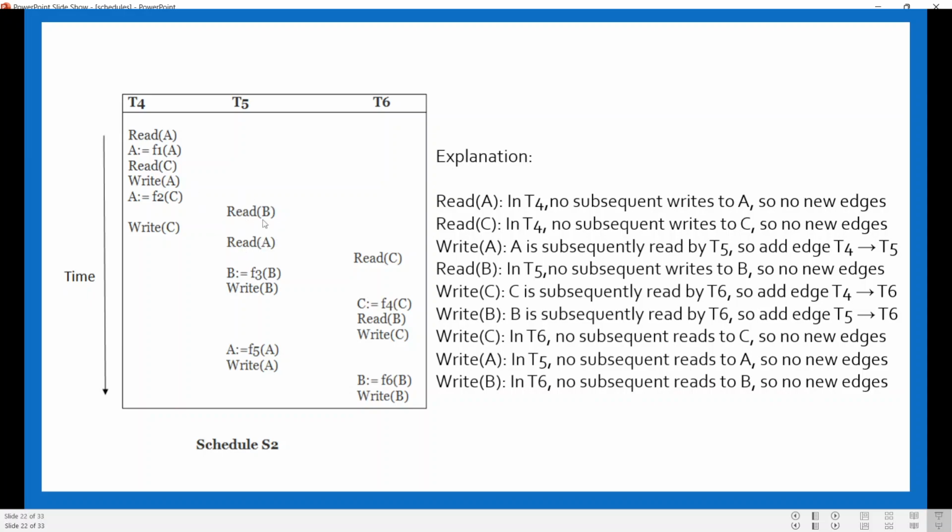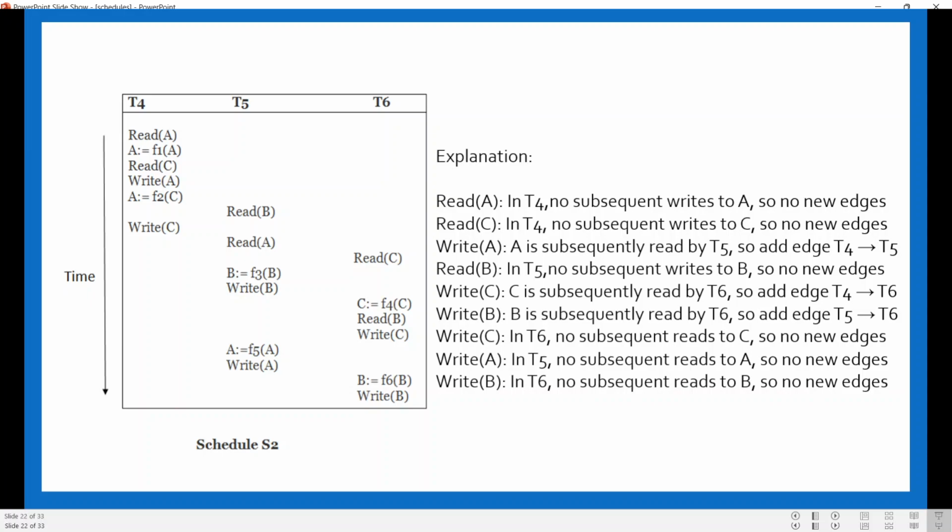Now here we will be seeing the read B operation. We will be checking whether there is any write operation for B. In T5, there is no subsequent write to B. Now let us see the next one. The next operation is write C. From write C, you will be seeing whether any read operation is there. Yes, you can see read C is there. So we have to connect T4 to T6.